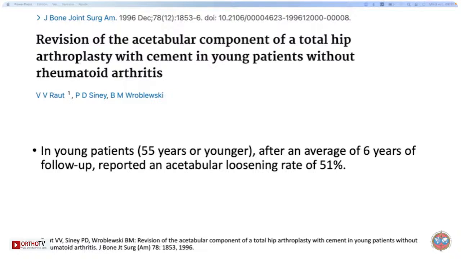In this paper, young patients 55 years or younger, after an average of 6 years of follow-up, had an acetabular loosening rate of 51%. The clinical result was excellent or satisfactory for 79 hips, 91%. However, at the latest radiographic assessment, 26 sockets were loose.